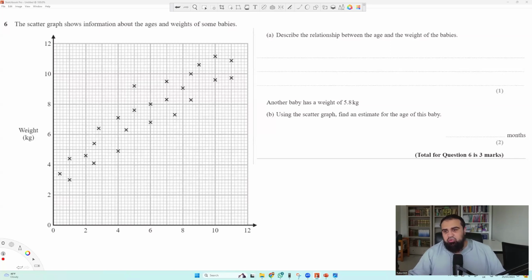Okay, question number 6. They're just giving away marks at this point. Describe the relationship between the age and the weight of the babies. So hold on, before I rush this, right? The scatter graph shows information about the ages and weights of some babies. So on the y-axis we have the weight. On the x-axis we have the age in months, I believe, right? Because a baby is technically under 12 months, right? So anything more than 12 months, it becomes a toddler, right? So the relationship is, for 1 mark, you're supposed to use the term positive correlation.